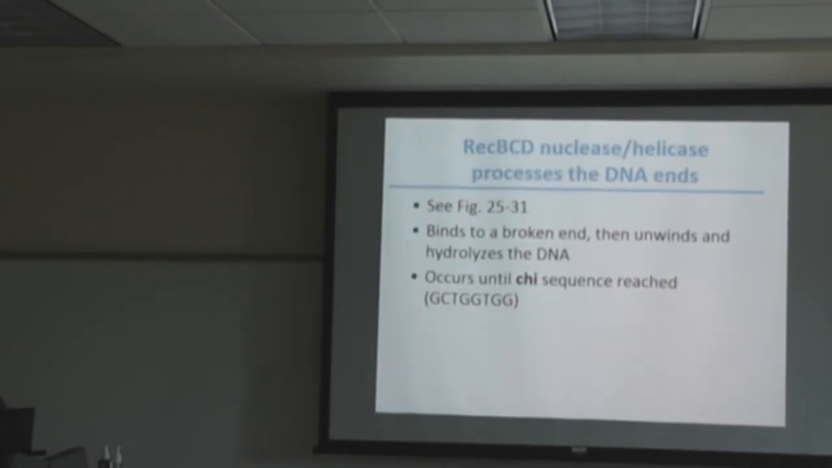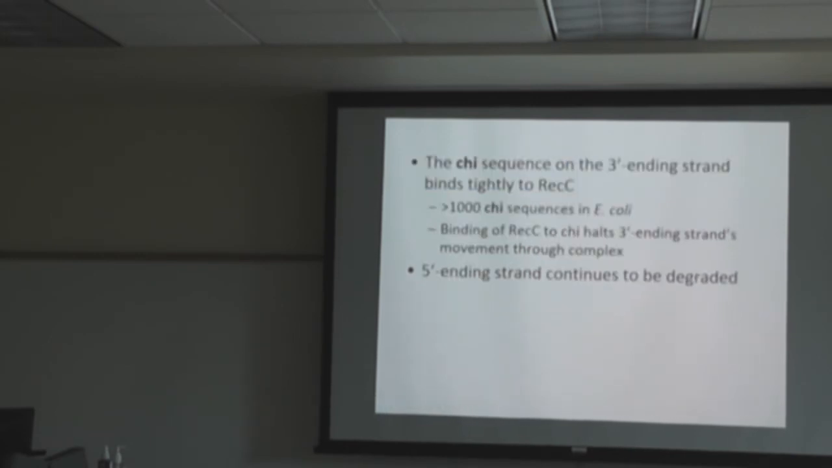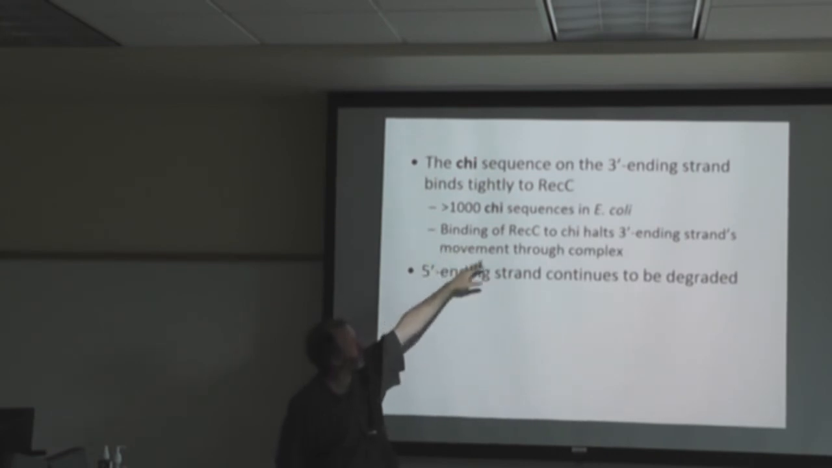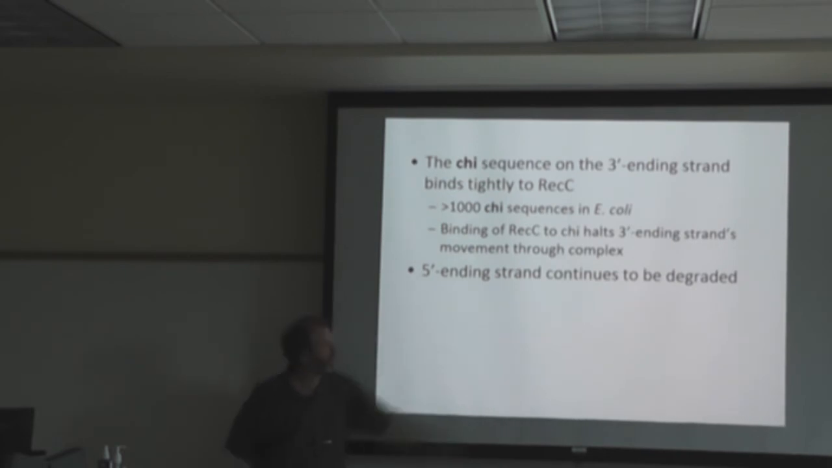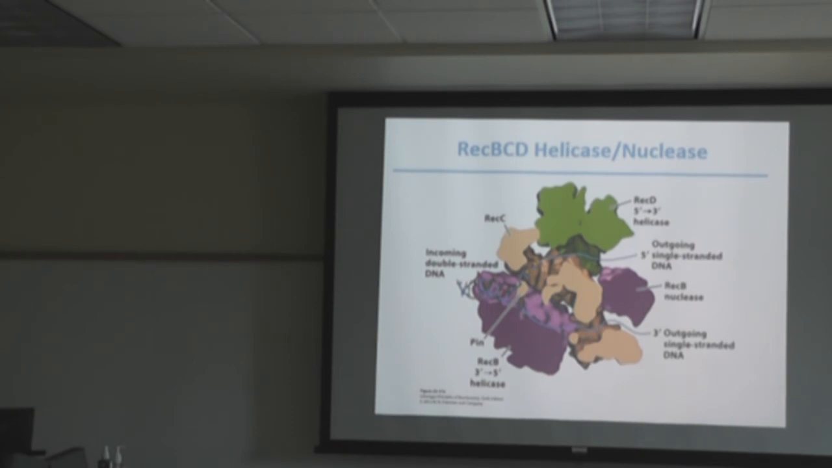So the RecBCD nuclease helicase processes the DNA ends, binds to the broken end, unwinds and hydrolyzes, and so forth, and this occurs at the chi sequence. The chi sequence on the 3' end binds tightly to RecC, the recombination C. There are about 1,000 chi sequences in E. coli. Binding RecC to chi halts the 3' end strand's movement through the complex. The 5' strand continues to be degraded. This shows you the RecBCD helicase nuclease complex with DNA there.